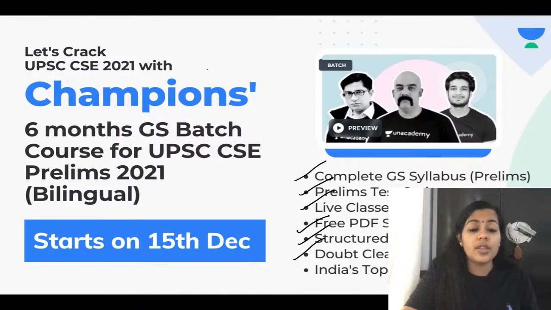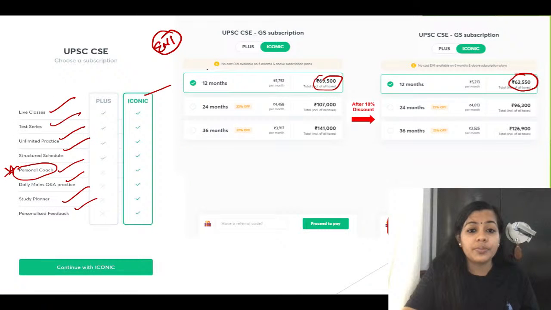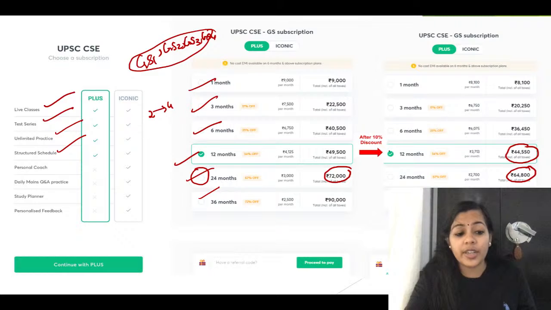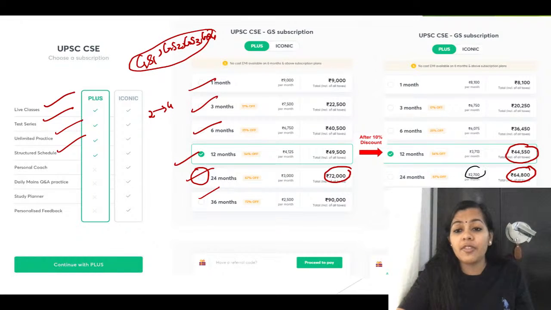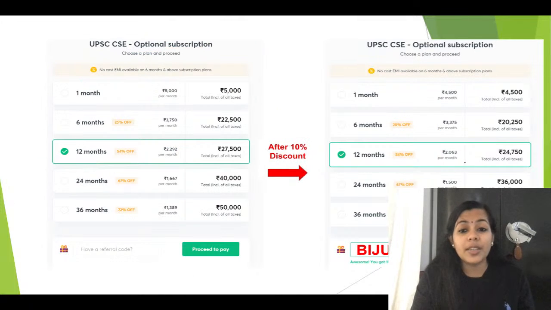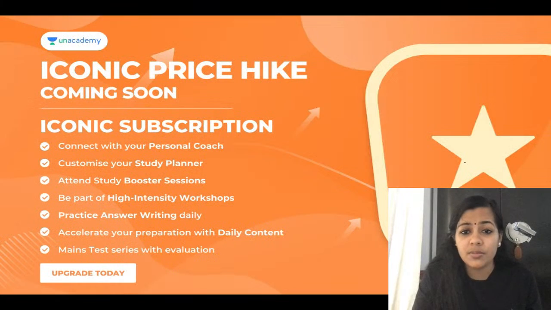And when you come to the Plus course and all, that is 49,000. The 2 years course is 72,000. It is a lesser amount, and you get it for 64,800 rupees. Here you can pay with an EMI option of 2,700 rupees per month. So that is much more cost effective.